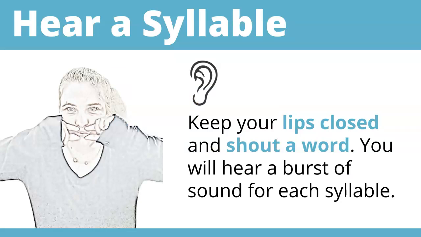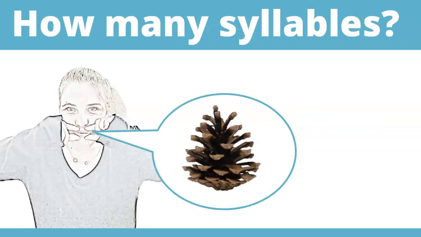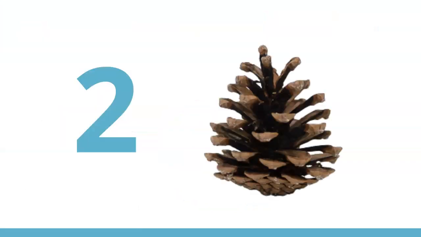The second way to identify a syllable is to hear the syllable. When you say a word, you can hold your lips closed with your fingers and try to shout the word. You will hear a burst of sound for each syllable. Hold your lips together and say pine cone. How many syllables did you hear? Did you hear 2 pulses of sound? I'm going to try it now. Practice on other words until you start hearing the syllables.